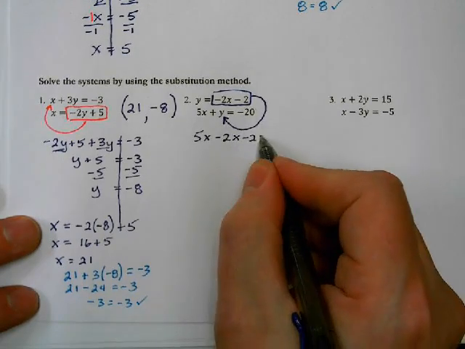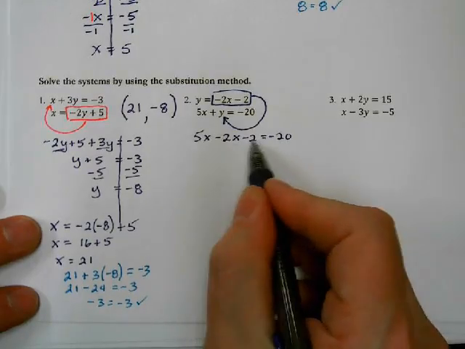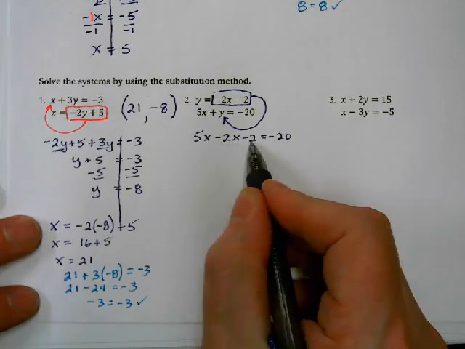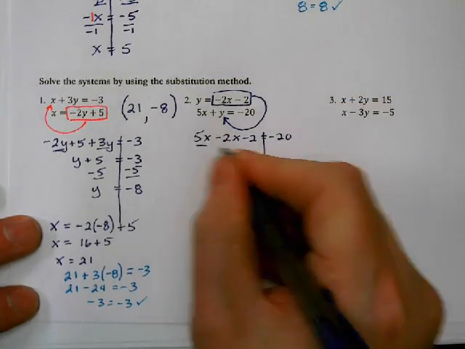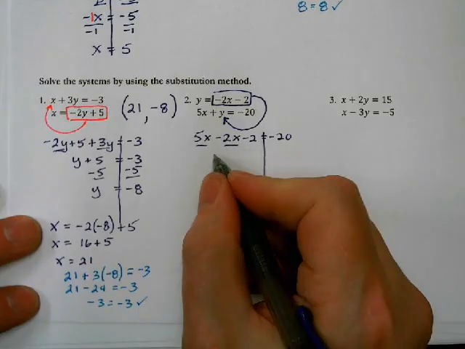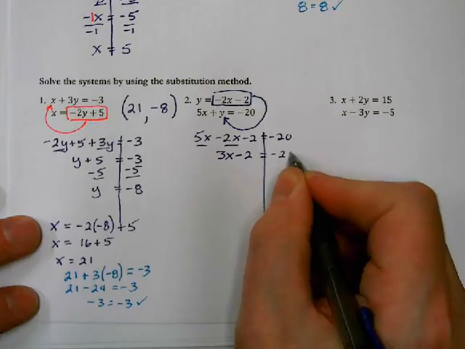So remember, this was y right here. I've just replaced it. I've substituted. Okay, so let's go ahead and solve this equation. I'm going to combine like terms. 5x minus 2x is 3x. I'm going to add 2 to both sides, use my addition property of equality.